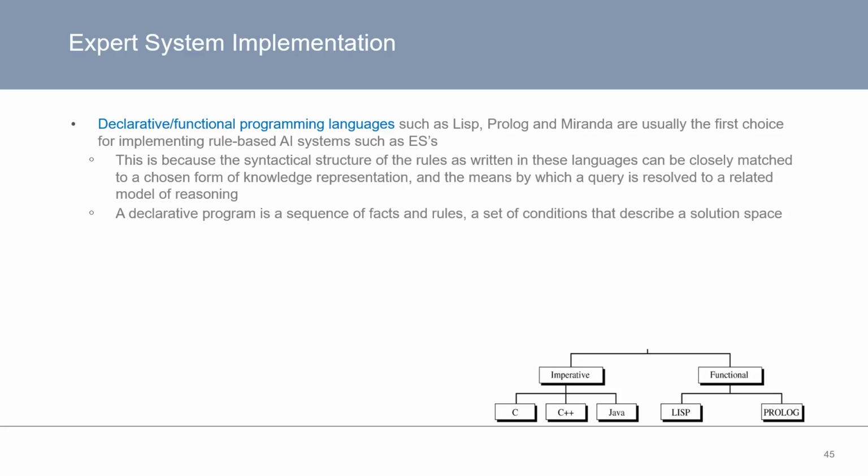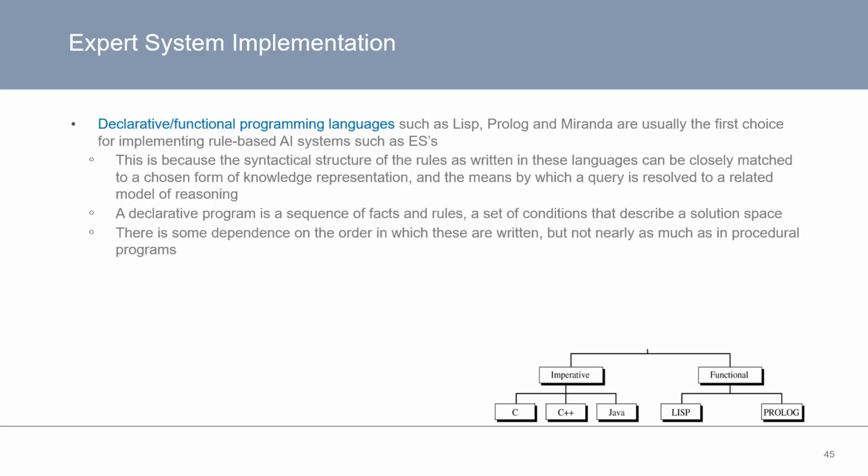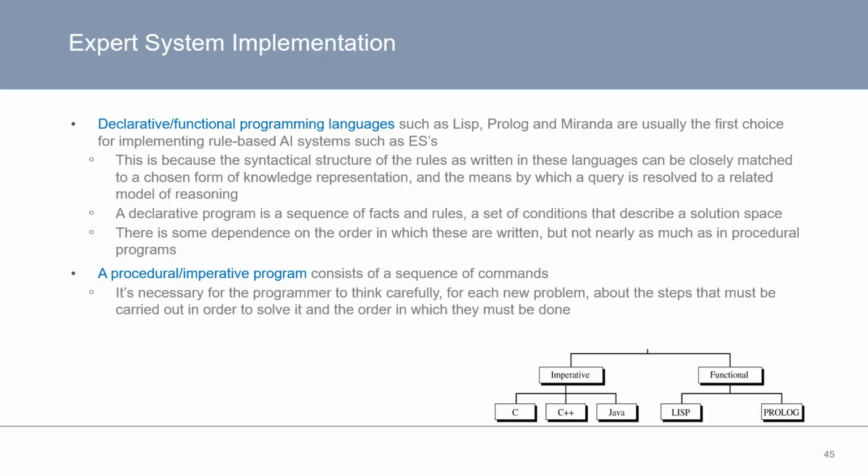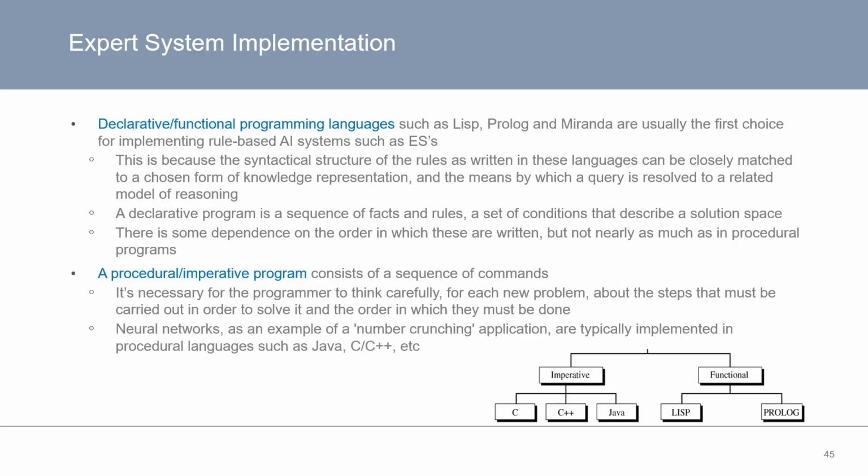A declarative program is a sequence of facts and rules with a set of conditions that describe a solution space. There is some dependence on the order in which these are written, but not nearly as much as in procedural programs. Alternatively, an expert system could be implemented as a procedural or imperative program, consisting of a sequence of commands. Here it's necessary for the programmer to think carefully for each new problem about the steps that must be carried out in order to solve it, and the order in which they must be done. Neural networks are an example of a number crunching application that are typically implemented in procedural languages such as Java, C, or C++.